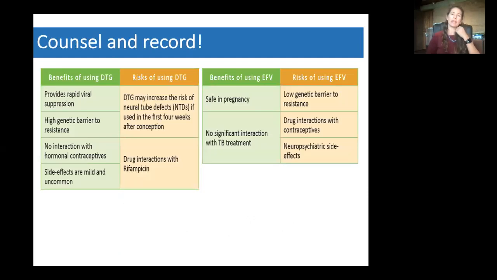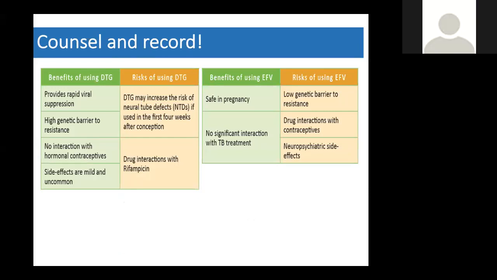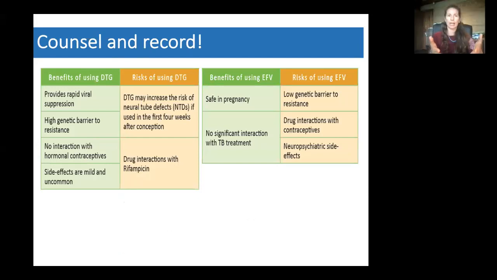So we still have in the guidelines a caution for women trying to conceive, and it's only really to do with that first 4 to 6 weeks of pregnancy. So once a woman is pregnant, we're very happy to use dolutegravir. It's just when they're trying to conceive where it's an issue. So what the guidelines recommend is you're supposed to sit down with the woman and go through the benefits and risks of using dolutegravir versus the benefits and risks of using efavirenz.